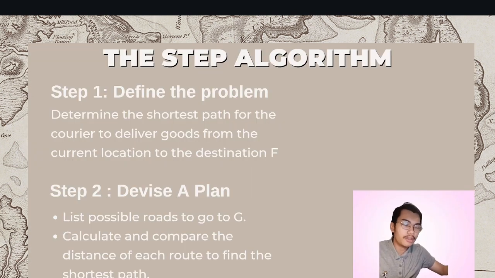I'll be presenting our step algorithm. The first step is to define the problem, and the definition of the problem is to determine the shortest path for the courier to deliver goods from the current location to the destination G. Step 2 is to devise a plan, and the plan is to list all possible routes to go to G, and calculate and compare the distance of each route to find the shortest path.